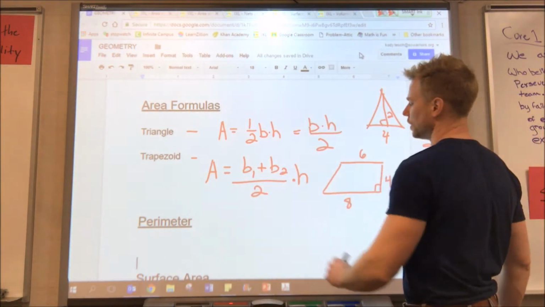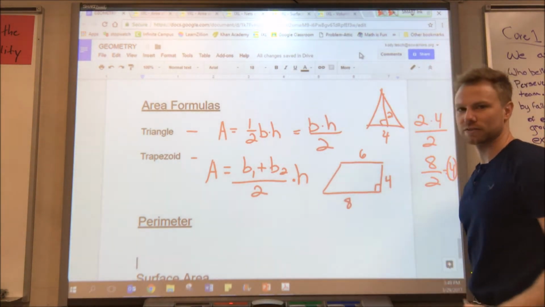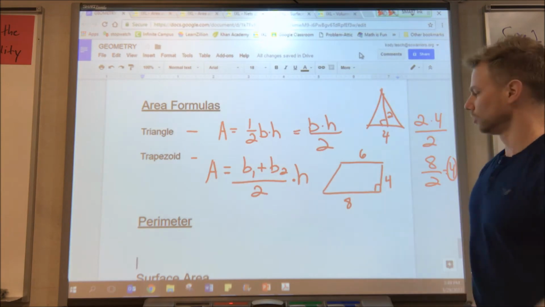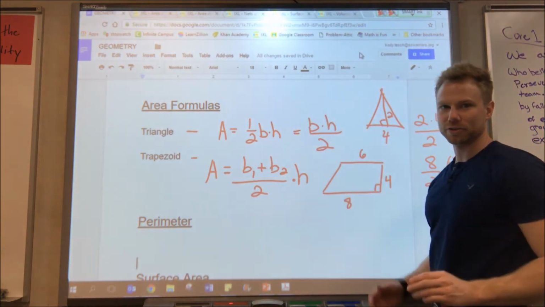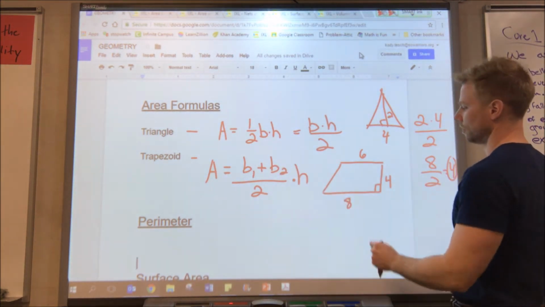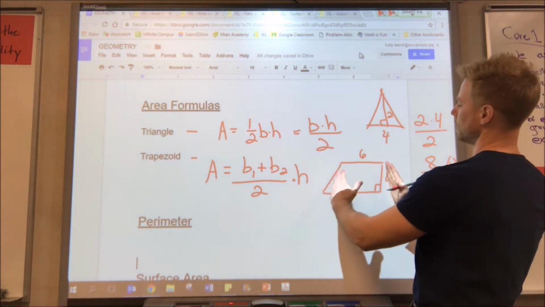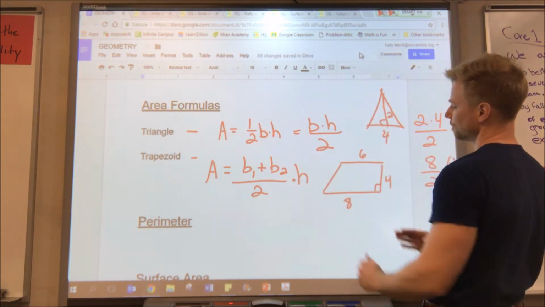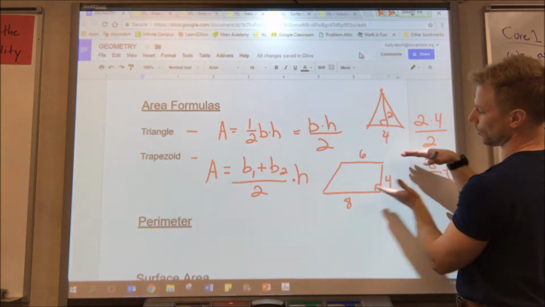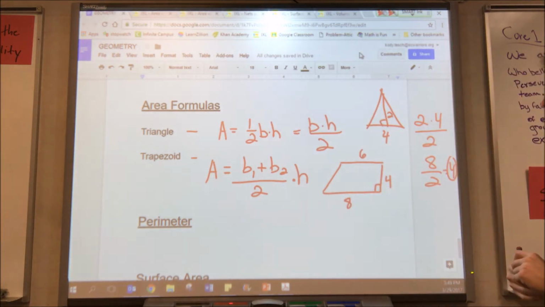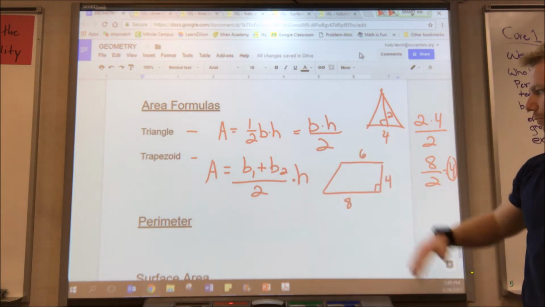So the B1 and the B2 are going to be the sides of the trapezoid that are parallel, which means the sides that will never intersect if they kept going forever. If these two sides kept going, eventually they would run into each other. These two sides, if they kept going, they would never run into each other. So that's our B1 and our B2.